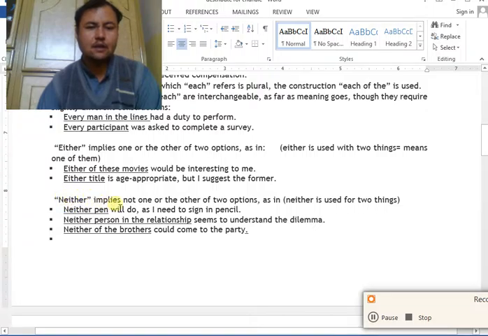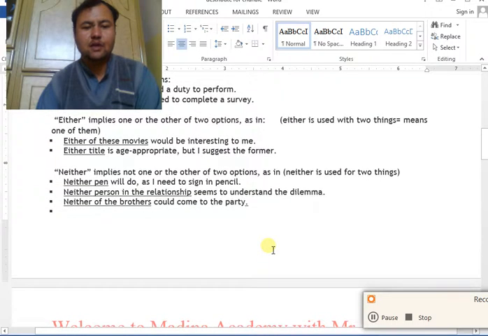The next one is neither. Neither implies not one or the other of two options. Neither also we use for two things, and it means none of them. Either from two, one of them, but neither from two, none of them. Neither pen will do, as I need to sign in pencil. Neither person in the relationship seems to be understanding the dilemma. Neither of the brothers could come to the party. It means none of them could come.